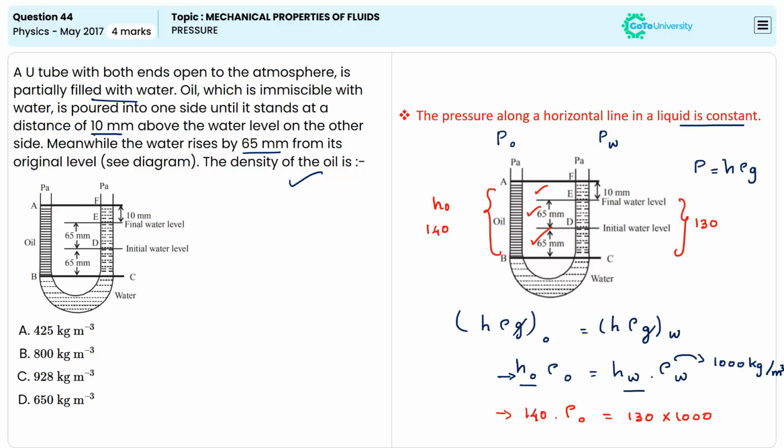When we simplify this, we will get rho of oil is equal to 130 divided by 140 times 1000. When we simplify this, we will get the answer of 928 kilogram per meter cube. So the correct answer for the question is option C here.